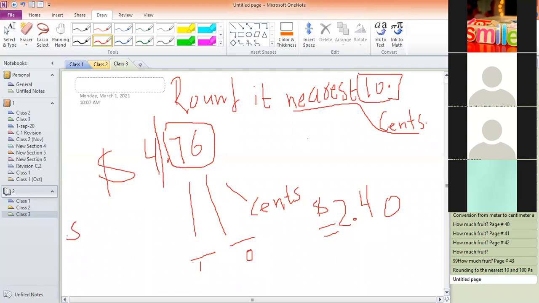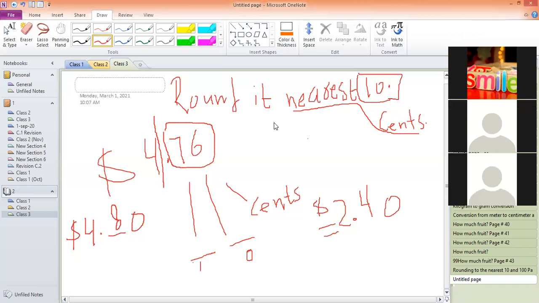$4 will be the same. This you have to find out, and after this there should be a 0. When you round off this to the nearest 10, this becomes 0. Because 6 is greater than 5, you will add 1 to 7 and it will become $4.80. This is the answer. Now take out your notebooks.